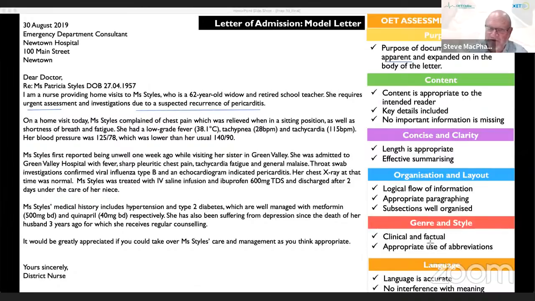And the genre and style, everyone. Someone asked before, is it okay to put TDS? Well, look what it says here. Clinical and factual. Well, that's what this is. This is very clinical. And then appropriate use of abbreviations. Now, some people are asking, can we use TDS or BD when writing to doctors? Well, doctors in the audience, are you happy? Do you know what TDS means? Do you know what BD is? Are you familiar with these terms? I would suggest doctors would be very familiar with these terms. So I would say if you wrote it in full, you might have a chance of losing marks for genre and style. But by writing it in short form, because you're writing to a doctor, you may actually earn marks because you are writing in the correct genre, everyone. Does that make sense? So that is a good thing in this situation.